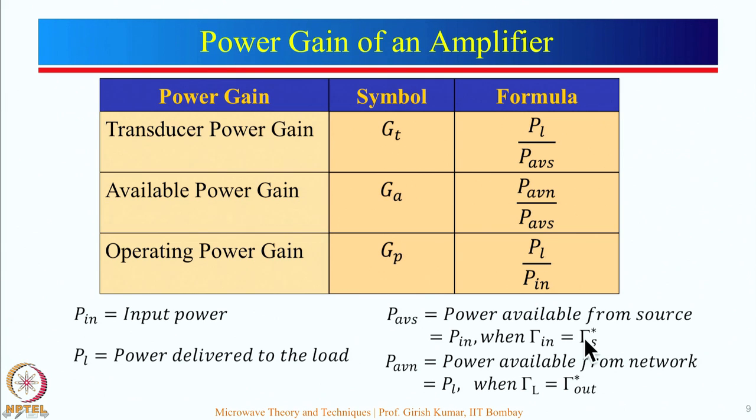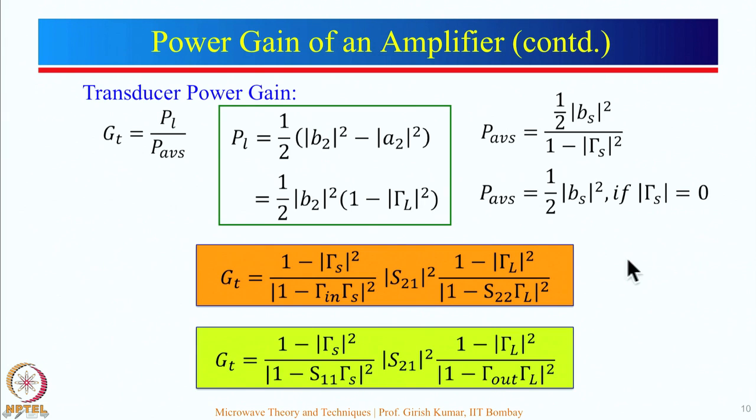After that, we looked at three different gain expressions: operating power gain, then transducer power gain. Then we talked about available power gain, and this happens when both gamma in is equal to gamma s conjugate and gamma L equal to gamma out conjugate. After that, we looked at the expression for transducer power gain, and we had seen this particular expression over here. So, this is the point where we left in the last lecture. Let us continue from here now.